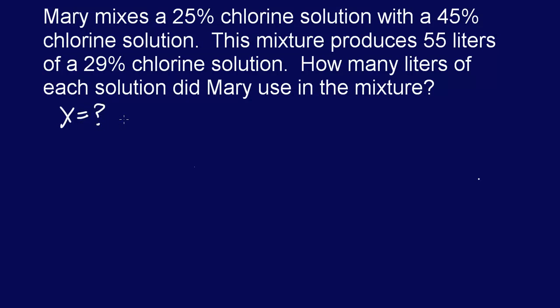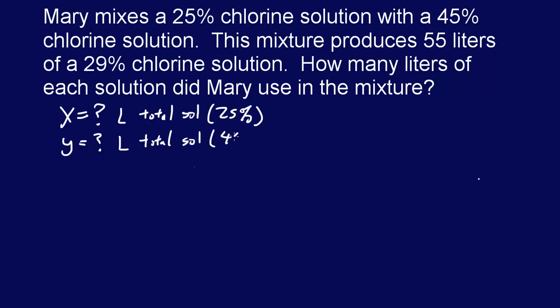So X is equal to question mark liters of total solution that she used, which happens to be 25%. And then Y is equal to question mark liters of total solution, and that happens to be 45%. You can just imagine grabbing two of these bottles and mixing it together, and then you end up with a total of 55 liters. And that 55 liters happens to be 29%. So that's easy to imagine.